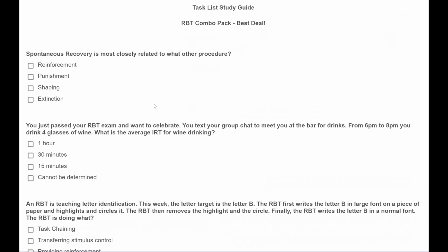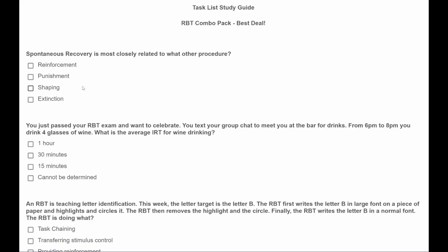Question 1. Spontaneous recovery is most closely related to what other procedure? When approaching the exam and we see a term, as we're reading the term, we need to start defining it in our head. So when we read spontaneous recovery, we need to stop and think about what is spontaneous recovery. Well, spontaneous recovery is the sudden reemergence of a previously extinct behavior. And if we do that, this question becomes very straightforward because the definition includes the procedure in it. So again, spontaneous recovery is most closely related to what other procedure?